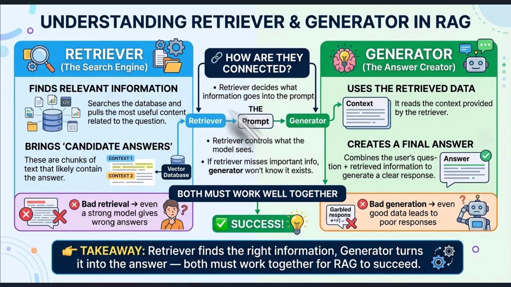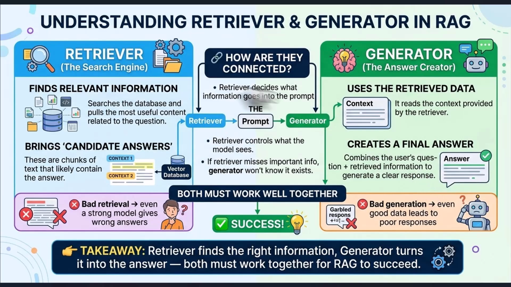Okay, now let's understand what the retriever and generator do in RAG. Retriever is the search engine. That is, the retriever finds relevant information, and the retriever searches the database and pulls the most useful content related to the question. Okay, and it brings candidate answers. That is, these are chunks of text that likely contain the answer. Okay, and the generator is the answer creator. It uses the retrieved data. That is, the generator reads the context provided by the retriever, and then the generator creates a final answer. That is, it combines the user's question plus retrieved information to generate a clear response.